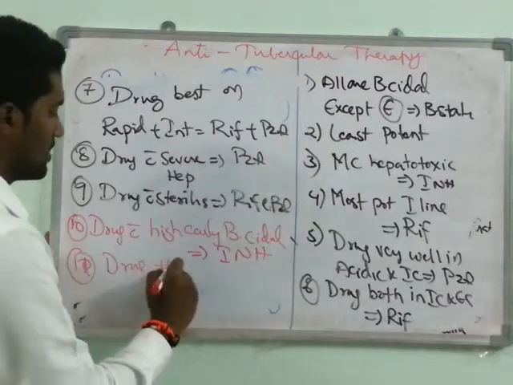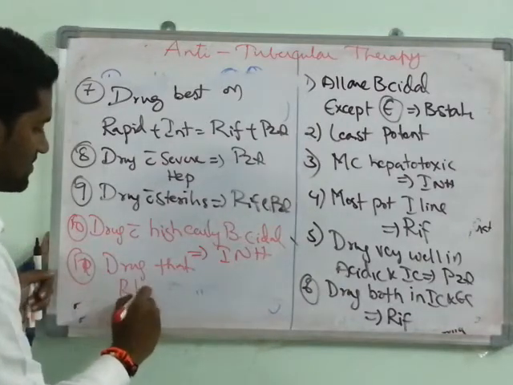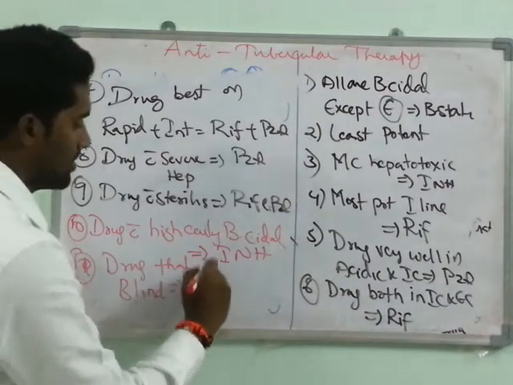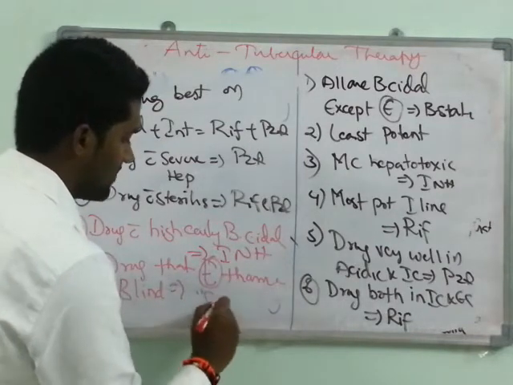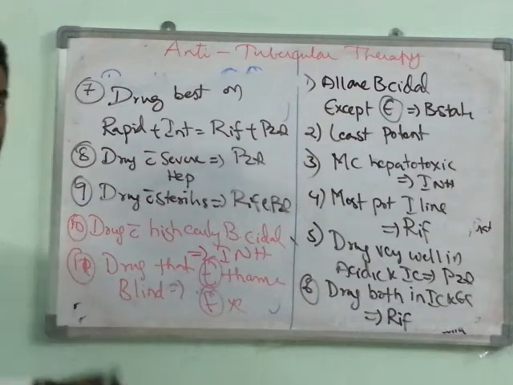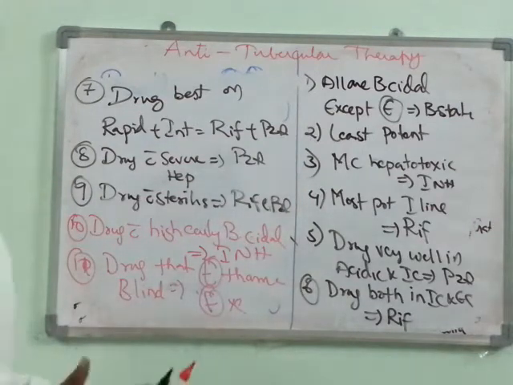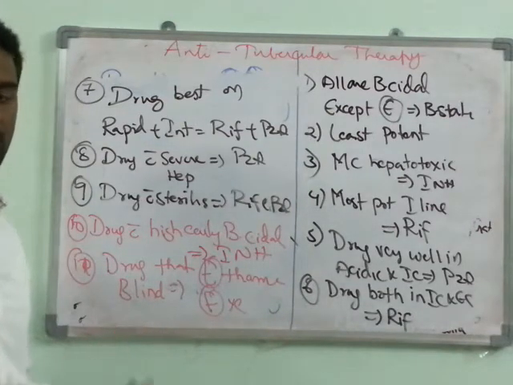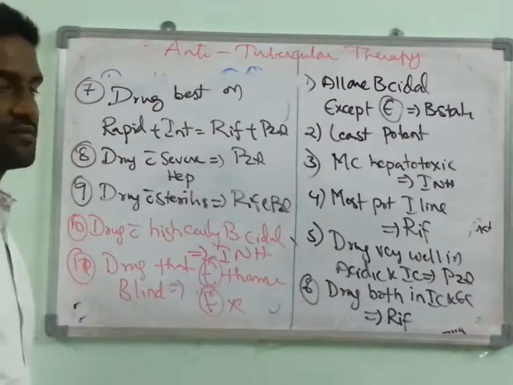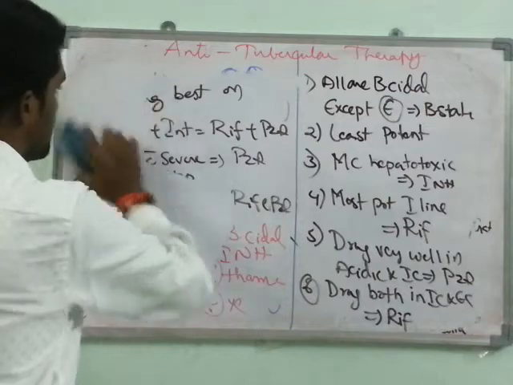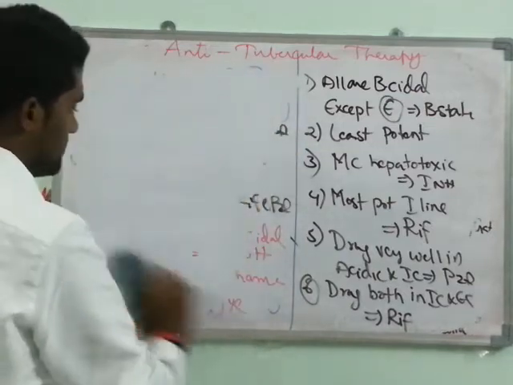Drug that can cause blindness. Remember ethambutol. E for eye. It affects the eye and it can decrease the visual acuity. Usually blindness caused by ethambutol, or decreased visual acuity by ethambutol, is reversible. If it decreases visual acuity, it can be reversed.